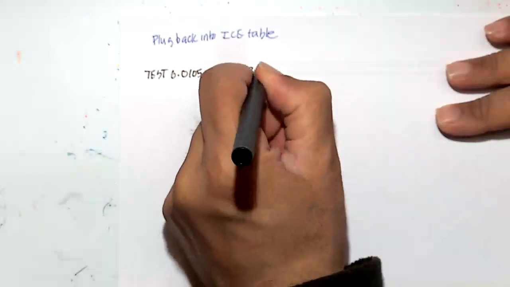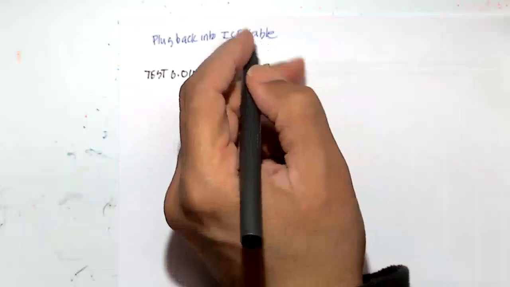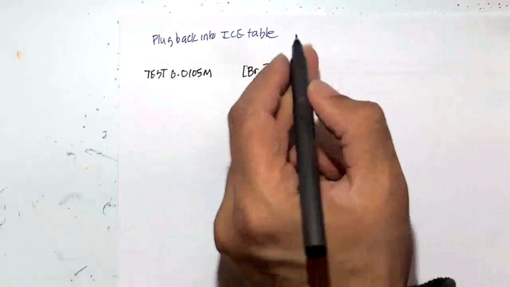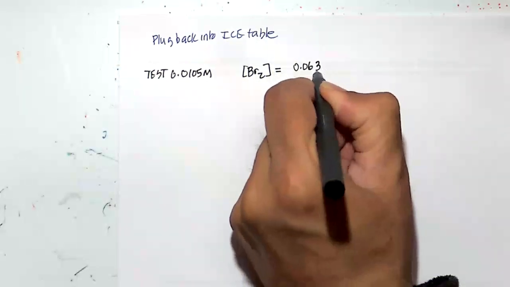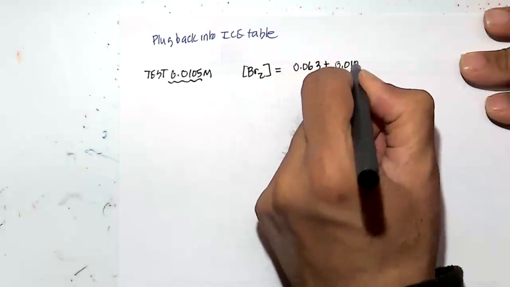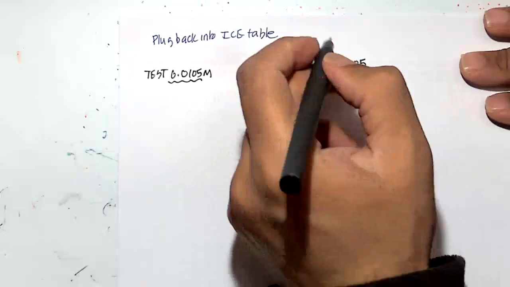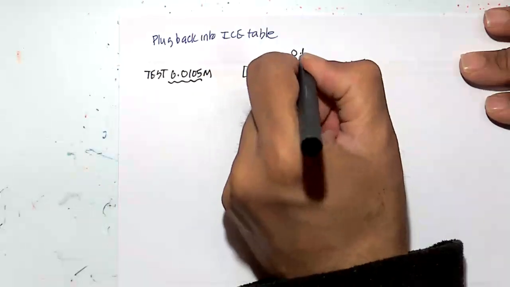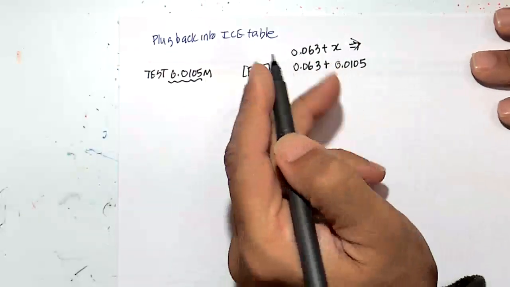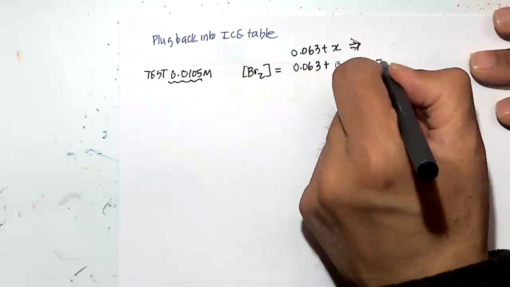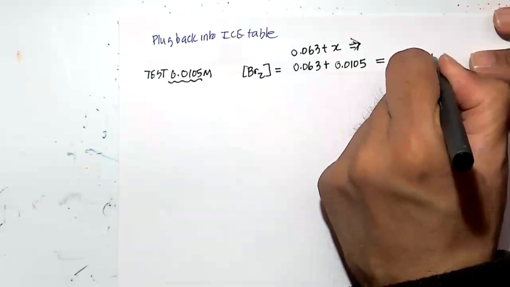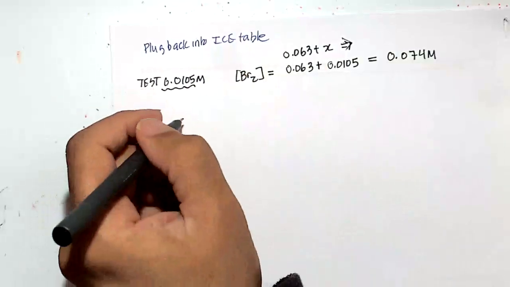When I do that, the concentration of Br2 is 0.063 plus x, so 0.063 plus our x here, 0.0105. 0.063 plus 0.0105 gives me an answer of 0.074 molar. Okay, so far so good.